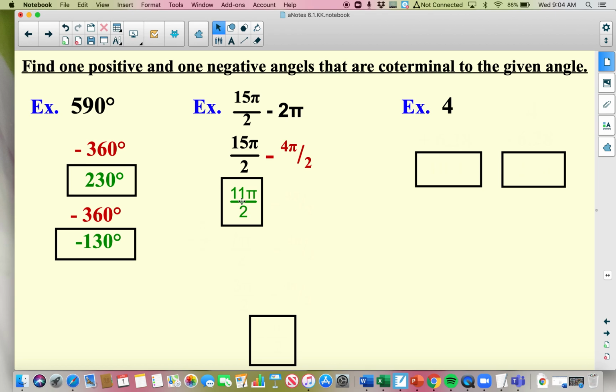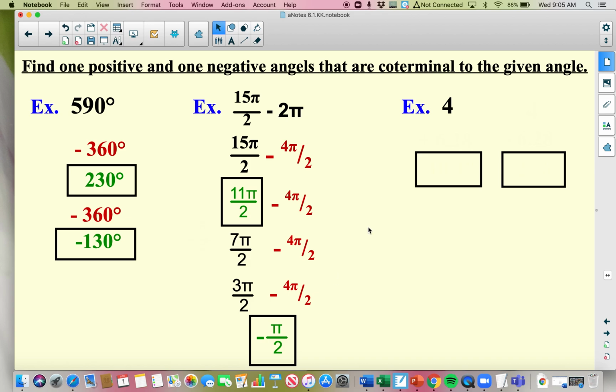Now I'm going to keep going until I get negative. So if I subtract another 2 pi, that will bring me to 7 pi over 2. I'm still not negative, so I keep going. Subtract another 4 pi over 2. I'm still not negative, so I subtract another 2 pi, 4 pi over 2, and finally that brings me to negative pi over 2. So 15 halves, 11 halves, and negative pi halves are all coterminal. And these are also coterminal, but the problem was asking for one positive and one negative, so I had to keep going. Obviously, you could do this in one step. Like I showed, every subtraction of 2 pi.